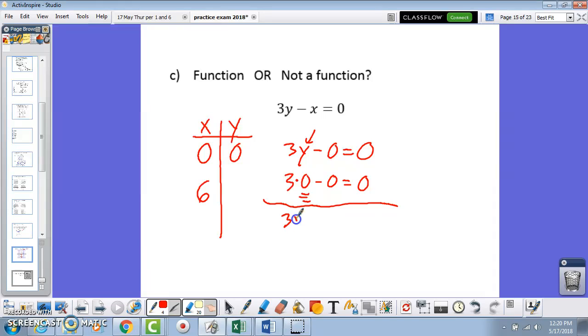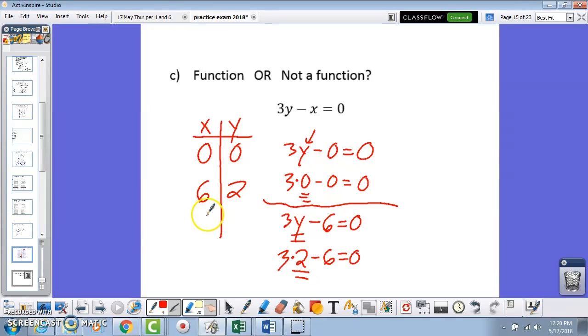So 3y minus, I'm going to substitute 6 here, equals 0. Okay. Let's see here. What does y have to be? 3 times what? I think it has to be 2. 3 times 2 is 6, and 6 minus 6 is 0, so y has to be 2. Now, is there any other output that would work there besides 2? And the answer is no. There's only one way for that to work.